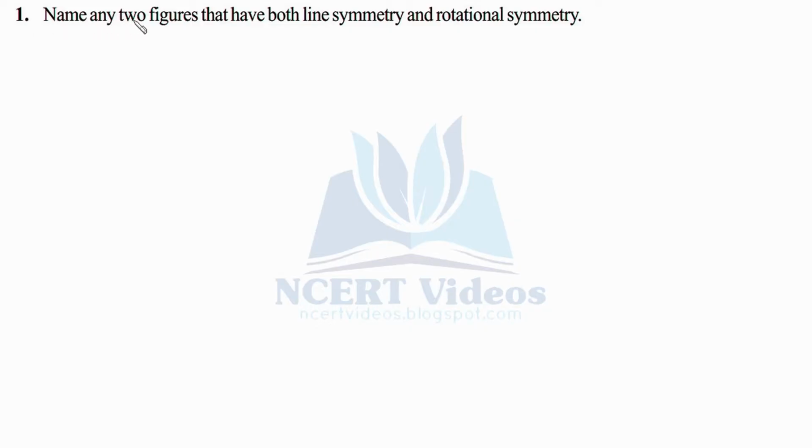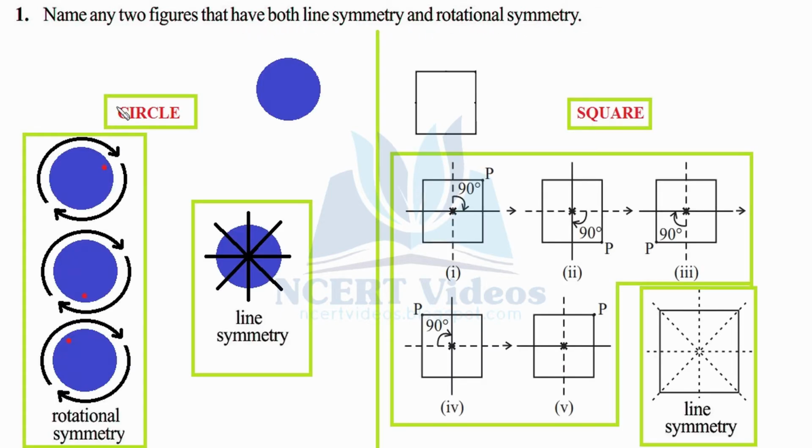Question first. Name any two figures that have both line symmetry and rotational symmetry. The two figures that have both line symmetry and rotational symmetry can be circle and square. If we see for circle, for rotational symmetry, consider this dot as a reference point.